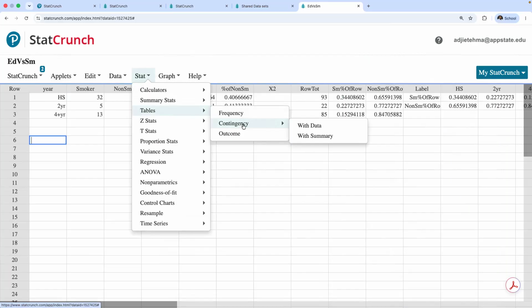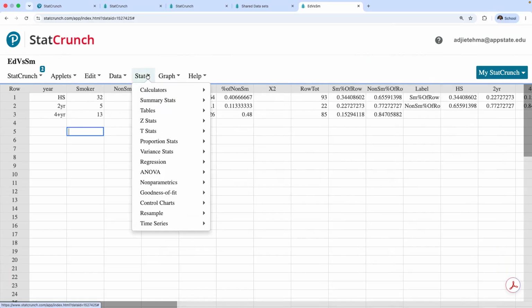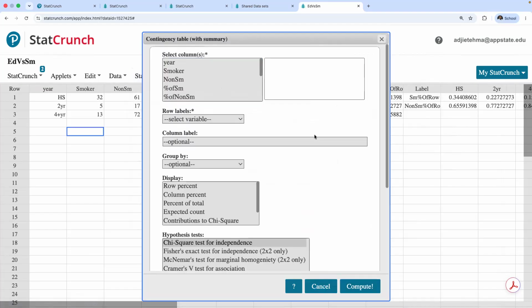What information do we have here? Here we have the summary. We don't have the raw data. The data has been summarized for us. Is that okay? Unlike what we did last week where we have the raw data. Here, the data has been summarized for us. So we go to stats, table, contingency table, and then we go to with summary. And then we click on that. Then we have this here.